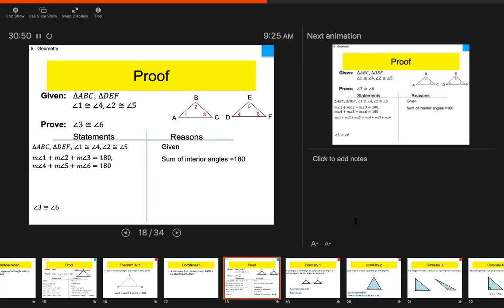Okay. Madison, what's the trick that we use all the time in proofs when you see a statement like this? When you see a statement that looks like this, what's the trick we use every single time? If this one equals 180, this one equals 180, what do? Set them equal to each other, right? They both equal 180, so let's set them equal to each other.